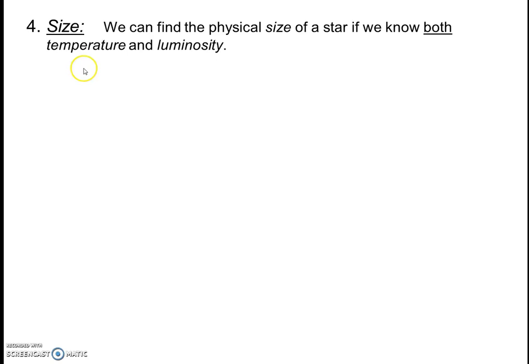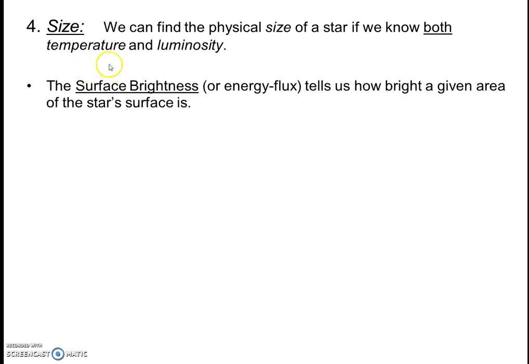Okay. So, the surface brightness, or what your book calls energy flux, tells us how bright every square meter or every square mile or every square kilometer of the star is.